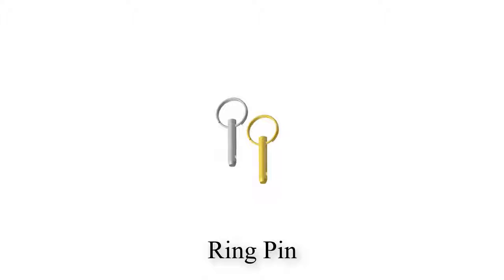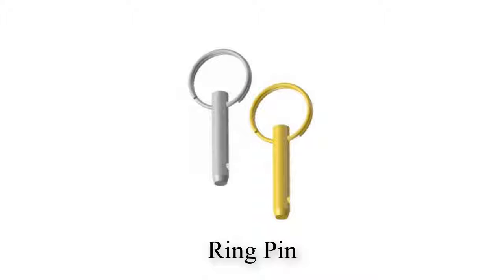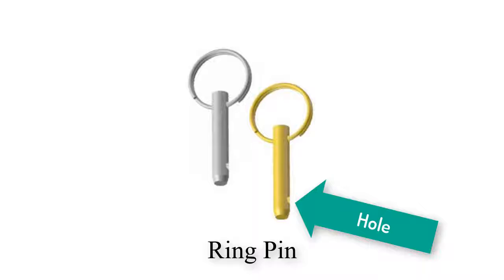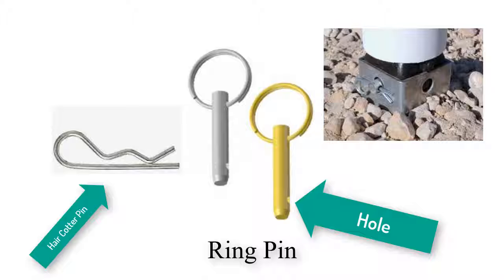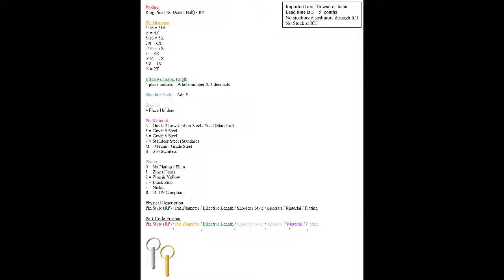Ring pin. A ring pin is a quick release pin used in rapid release applications. Each pin contains a hole to allow a hair cotter pin to secure it in place. Moving on to the guide.